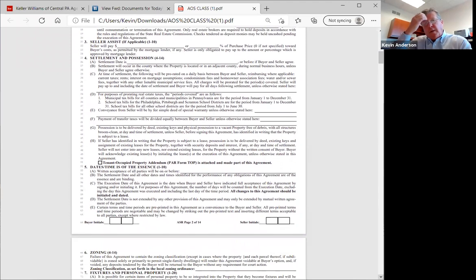Now, 4F says that the payment of transfer taxes will be divided equally between the buyer and seller unless otherwise stated here. It's kind of traditional that the state transfer tax, which is 2% in the state of Pennsylvania, is split between the buyer and seller. It doesn't have to be that way. There's nothing that says it has to. Our standard agreement says it will be split, unless you put something in that blank.